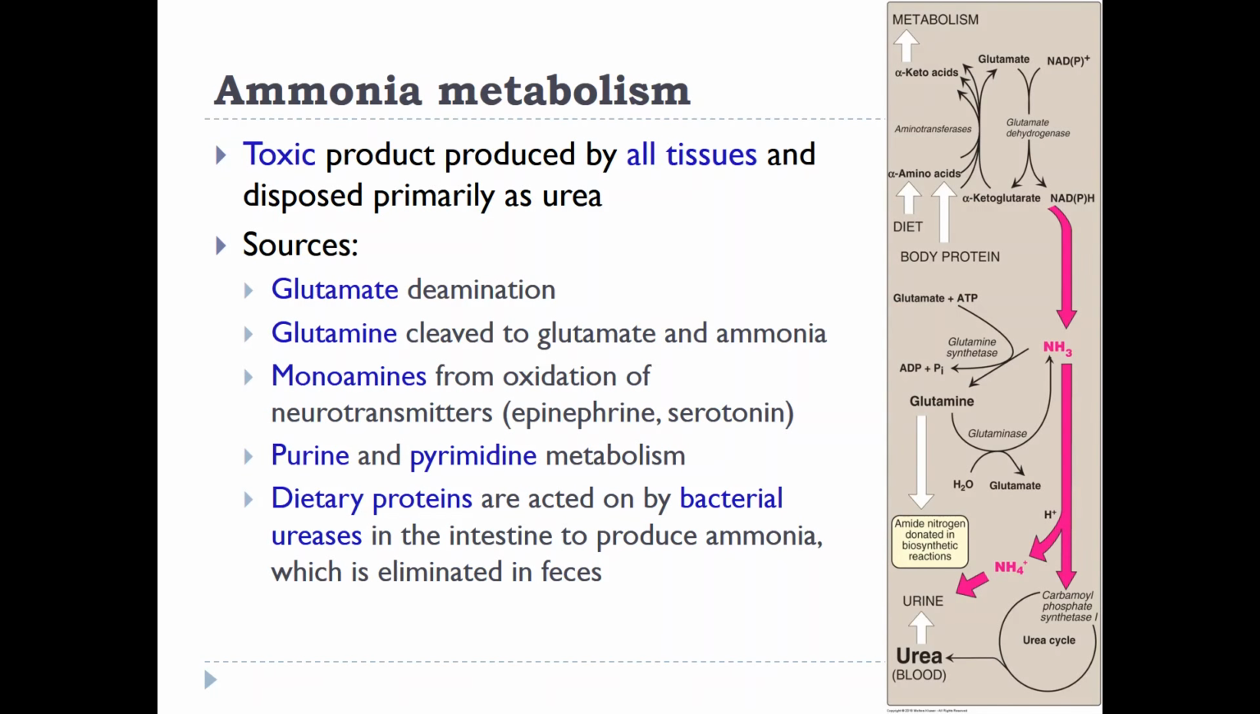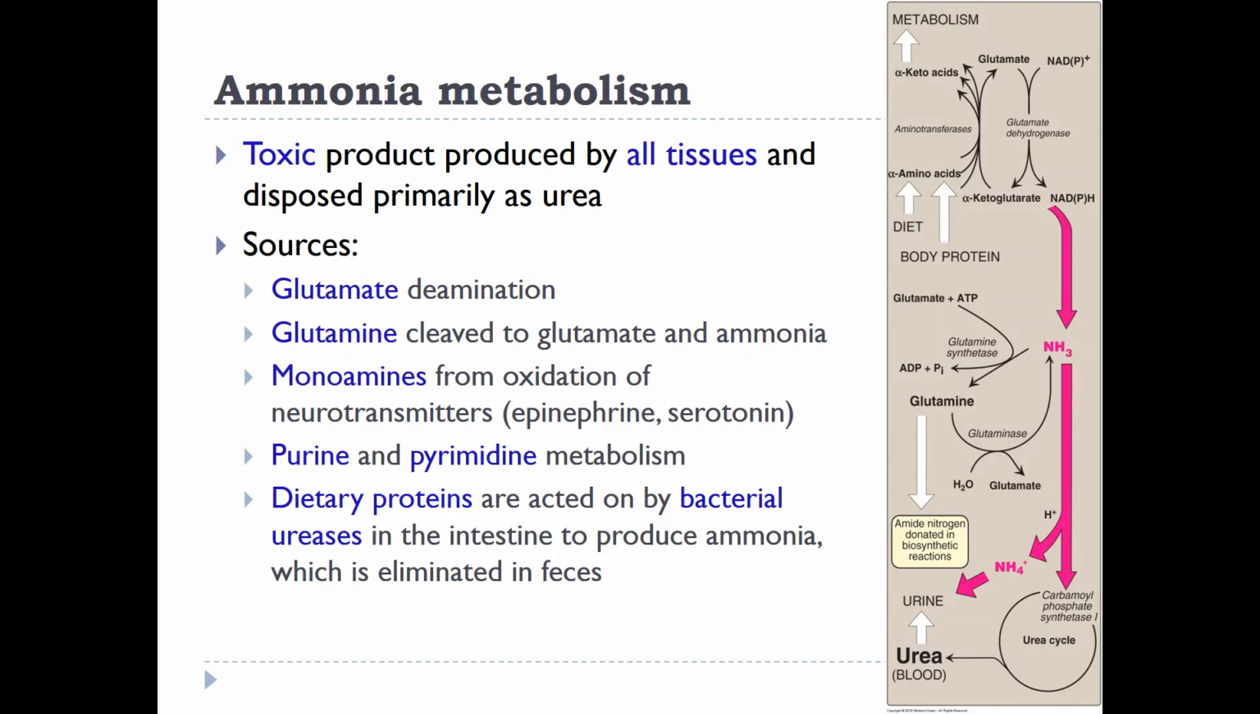There are a few different sources for ammonia production. First and major one is glutamate deamination by glutamate dehydrogenase, in a process that we covered at the beginning of the lecture. Another source of ammonia is cleavage of glutamine in the proximal tubules of the kidney. Glutamine is cleaved by glutaminase to glutamate and ammonia. The ammonia that is produced here is not converted into urea and is rather excreted into the urine as ammonia.